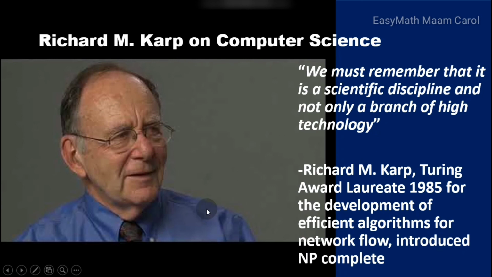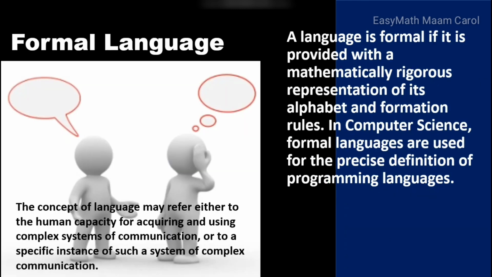And according to him, we must remember that computer science is a scientific discipline. Okay? Malalim yun, scientific discipline. And not only a branch of high technology. So what about formal language? The concept of language may refer either to the human capacity for acquiring and using complex systems of communication, or to a specific instance of such a system of complex communication.